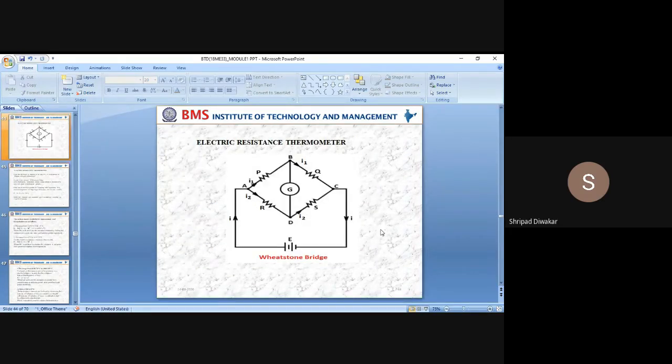Okay, so this circuit diagram you have to study. This electrical resistance thermometer works on the principle of the Wheatstone bridge. Okay, so this is the circuit diagram. Already you studied the circuit diagram of the Wheatstone bridge. With the help of the circuit diagram, you have to explain the electrical resistance thermometer.